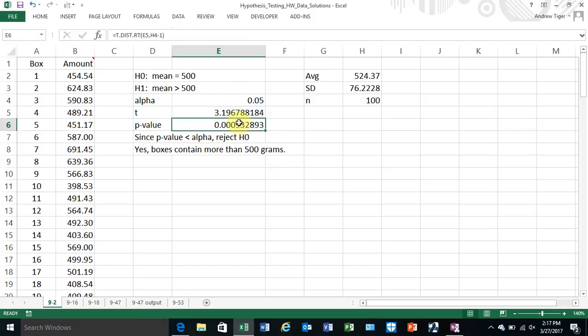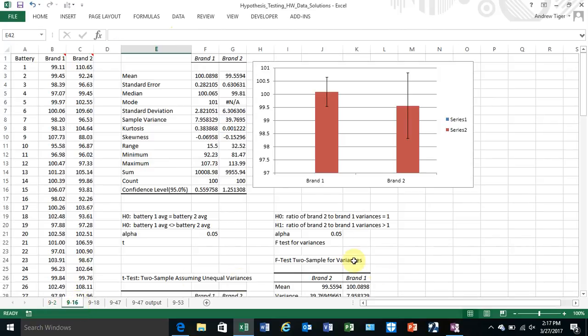That number is very small relative to the alpha, so we want to reject the null hypothesis, and we do have evidence that we have more than 500 grams. In problem 16, we're looking at two brands of batteries, and we want to know if they are different. And you can do this two different ways.